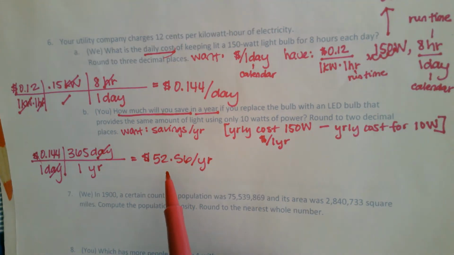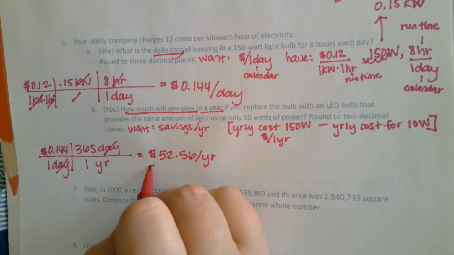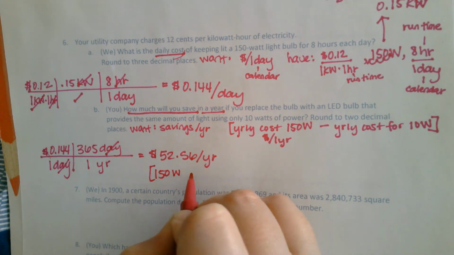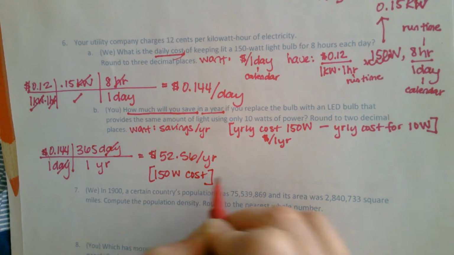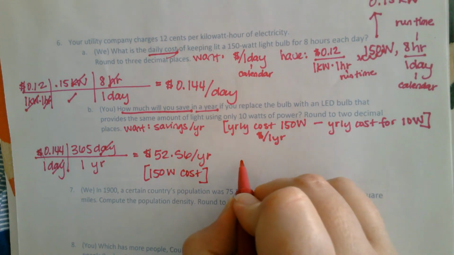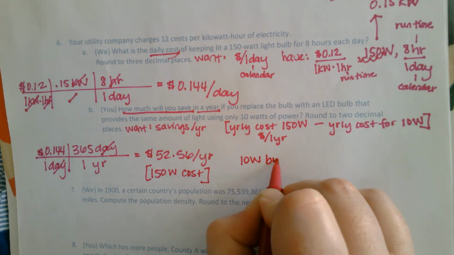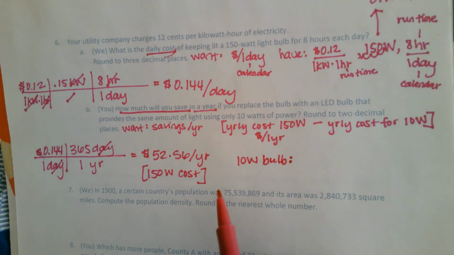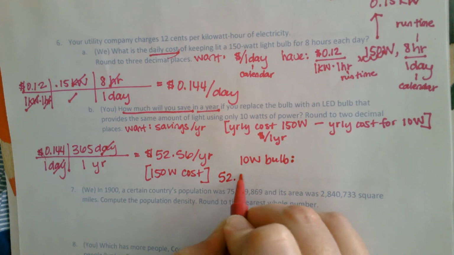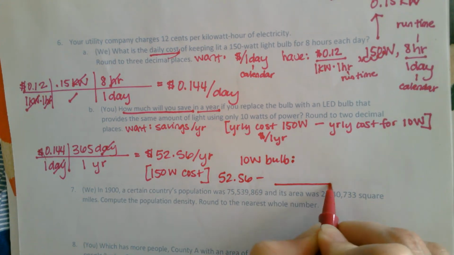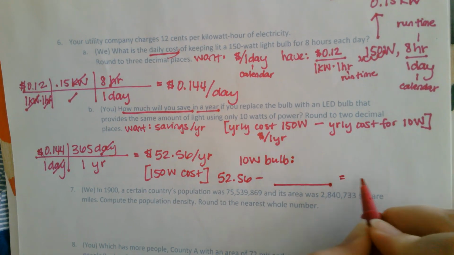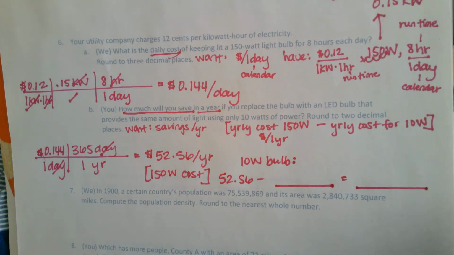Okay, so this is what the 150 watt bulb costs. So then you need to find out what the 10 watt bulb costs, and then you're going to take the 52.56, subtract that number, and that will be your savings.